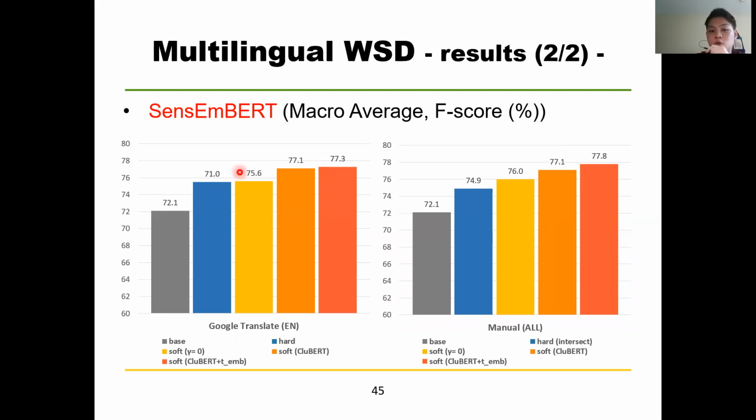And here are the results for SensEmBERT, which is the state-of-the-art system. We can get similar improvements, and especially by adding translation embeddings, TM, we can get further improvement. And again, by showing substantial improvement over the state-of-the-art system, SensEmBERT, our results set the new state-of-the-art for multilingual WSD.